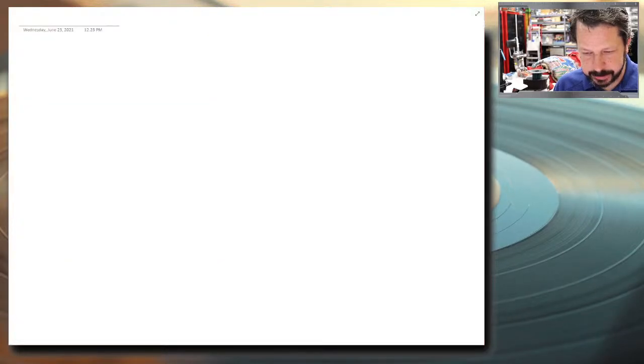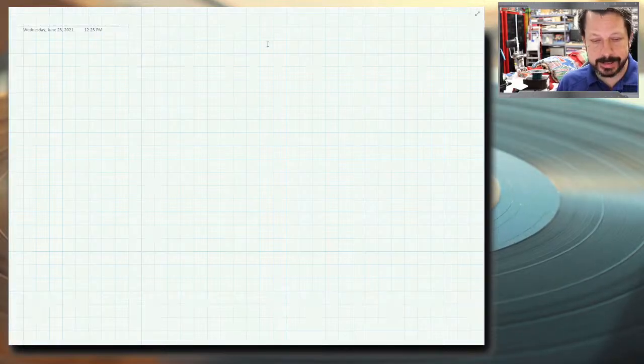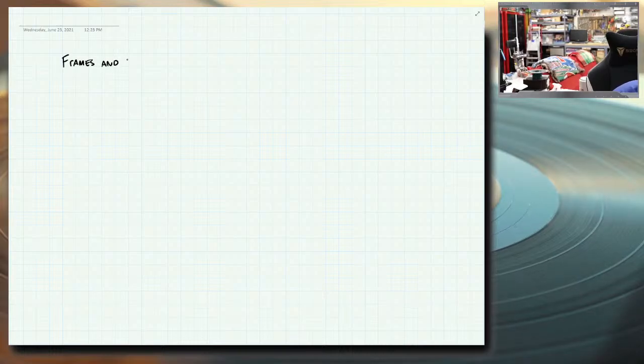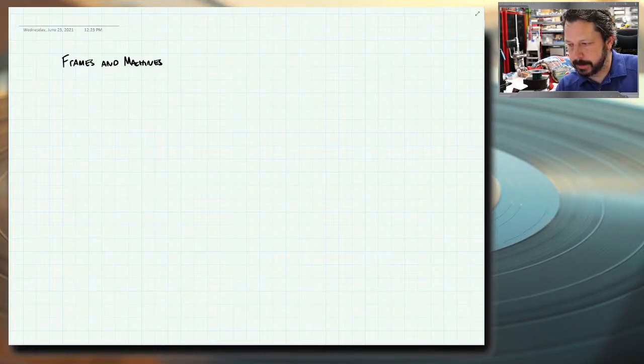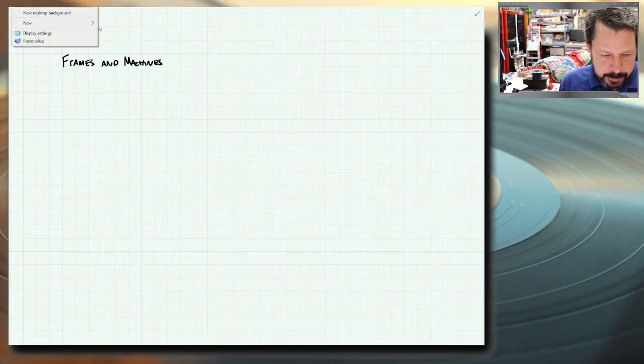Let's start now. Let's make a whole new page and start on content that will be for exam 2. And what we're doing now is frames and machines. Oh, can't write it in that color. Frames and machines. I kind of need to move my desk around here a little bit so I can not write at such an awkward angle. All right, that's better. Frames and machines.